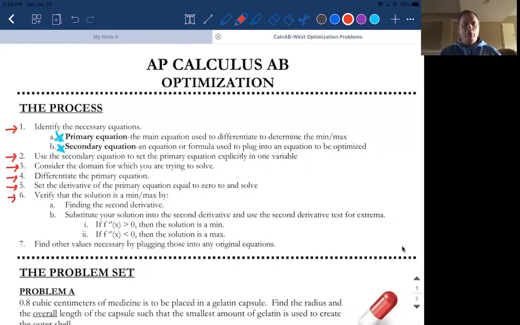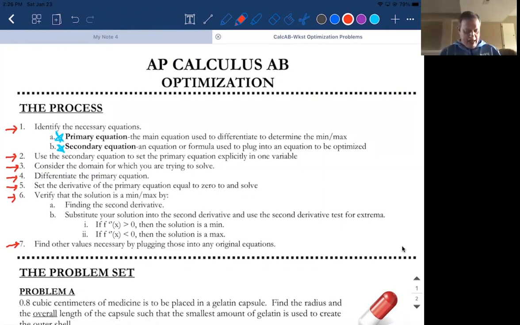Now, because we might have been working with multiple variables to finish our problem, we might have to find any other variables that are left. And that means taking that extrema value and plugging it in for those other variables.